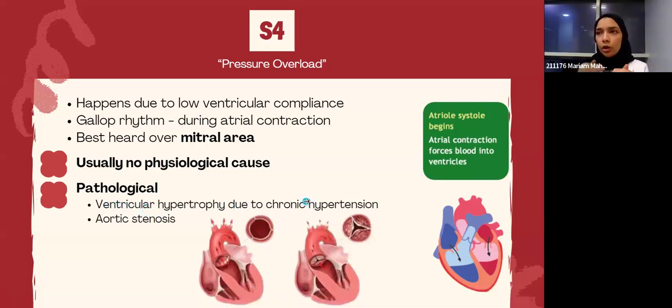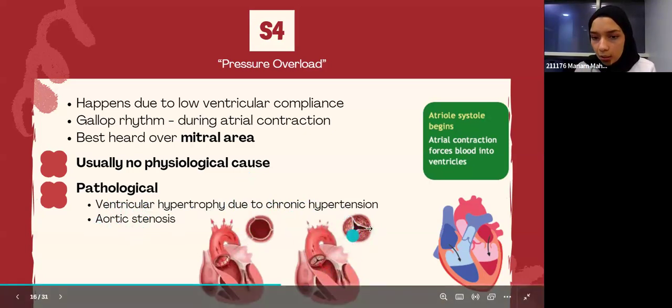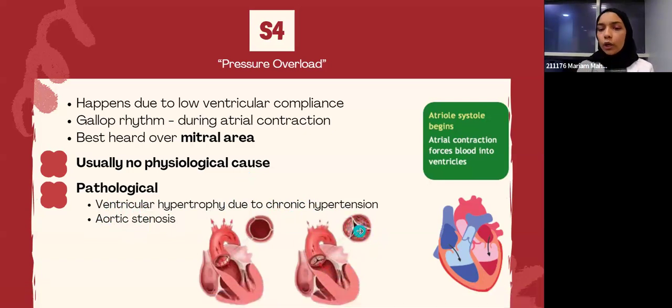What are the causes that will cause the ventricle to hypertrophy? If it's pushing against chronic hypertension, or if it's pushing against aortic stenosis. Here you can see the aortic valve is stenosed and it's hard to open. So the ventricle will put more pressure to open this valve to allow the blood to come out.